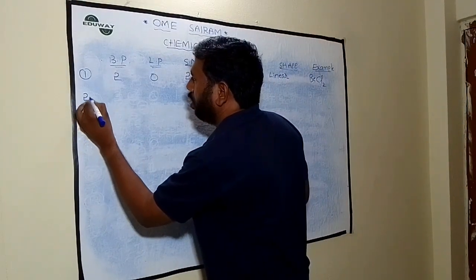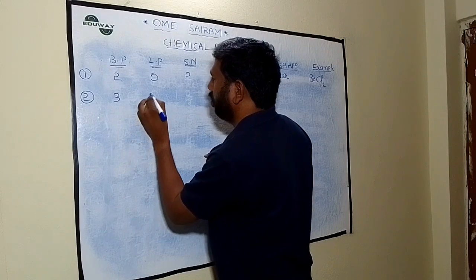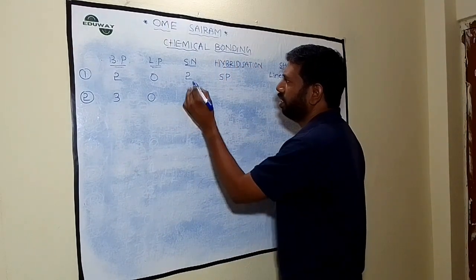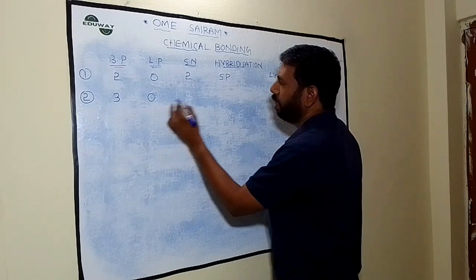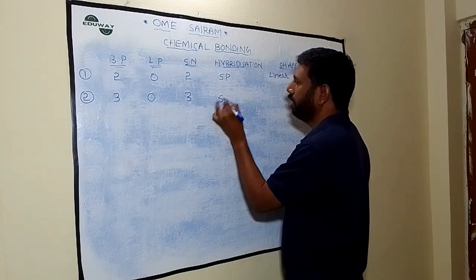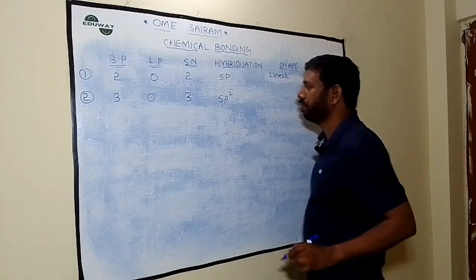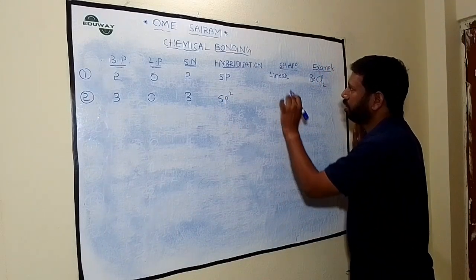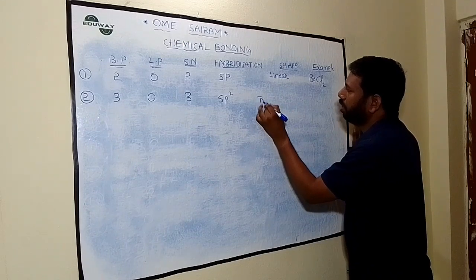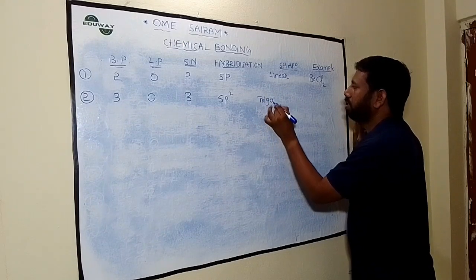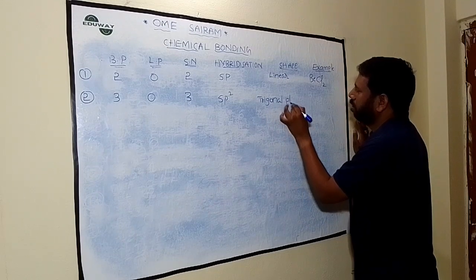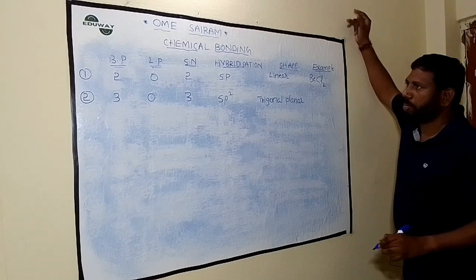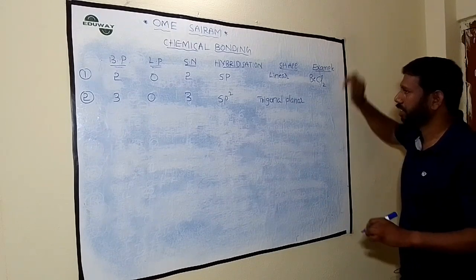Now take 3 bond pairs and 0 lone pairs. Here the steric number is 3 plus 0, 3, and the hybridization is sp2, 1 plus 2, 3. And if any molecule has 3 bond pairs and 0 lone pairs, the shape should be trigonal planar.